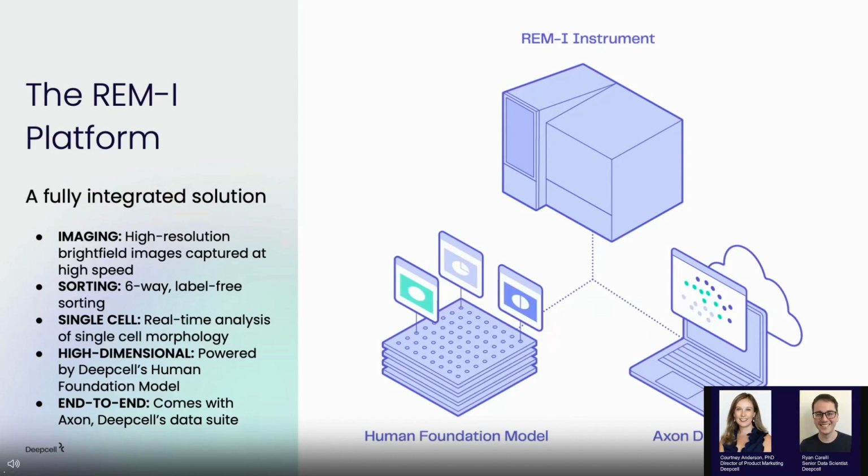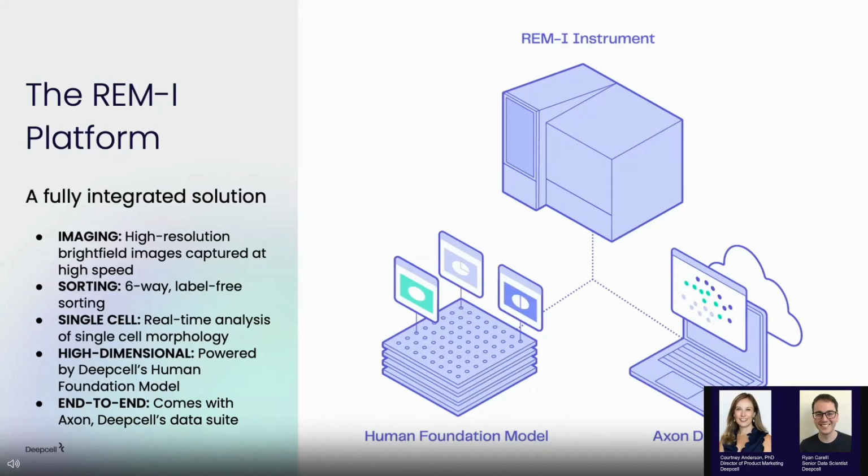And today, I would like to introduce to you the REM I platform, which provides high-resolution imaging of single cells, high-dimensional analysis of morphology, and label-free sorting all in one platform. REM I directly takes real, high-resolution, bright field images of each individual cell and is powered by Deepcell's human foundation model for high dimensionality. REM I also has the ability to sort cells 6 ways based on their morphology without the need for any labels.